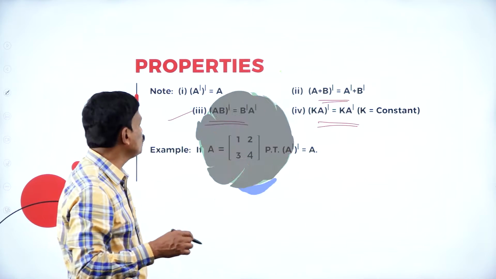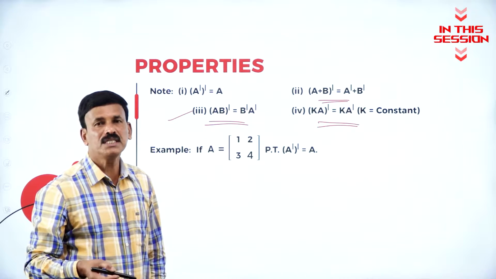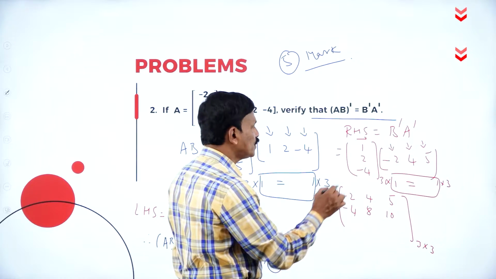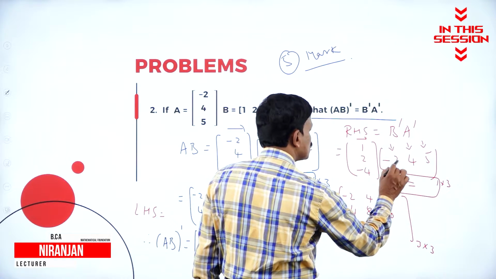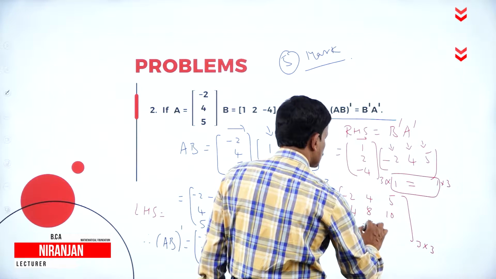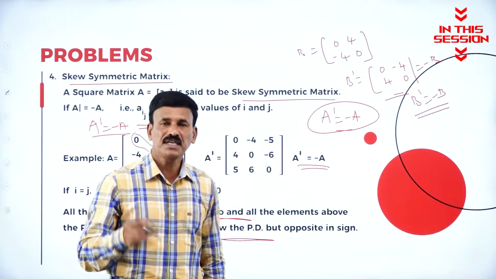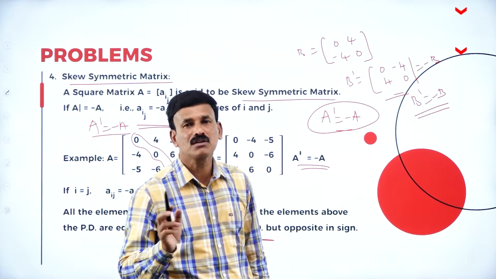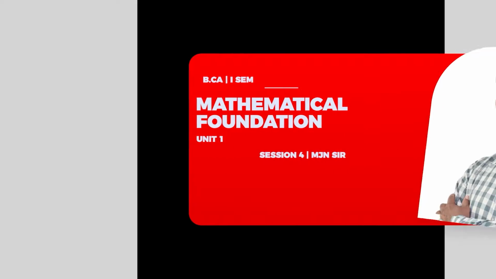If you multiply AB and transpose it, (AB) dash is always equal to B dash into A dash, that is called the reversal law of transpose. Now third row, first column, second column, third column: minus 4 2s are 8, minus into minus plus, minus 4 4s are 16, minus 5 4s are 20. This is equation number 2. If A dash is equal to A, then it is called a symmetric matrix. If A dash is equal to minus A, then it is called a skew symmetric matrix.